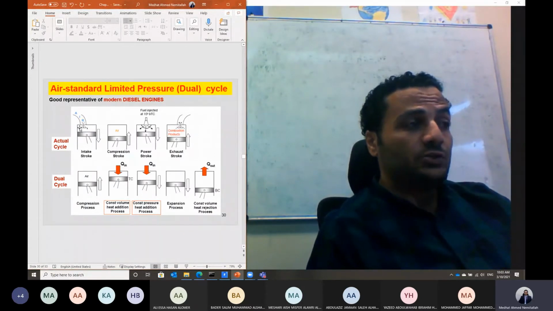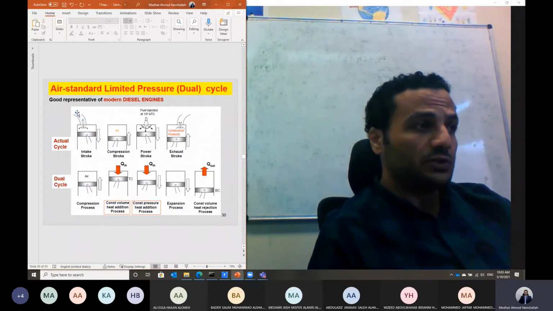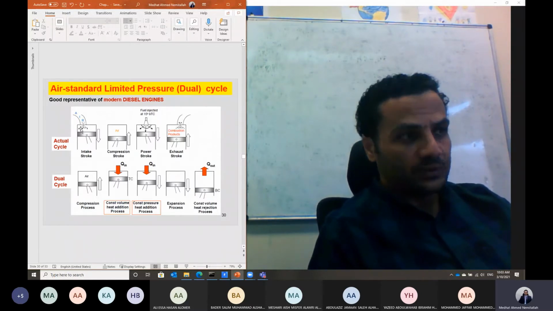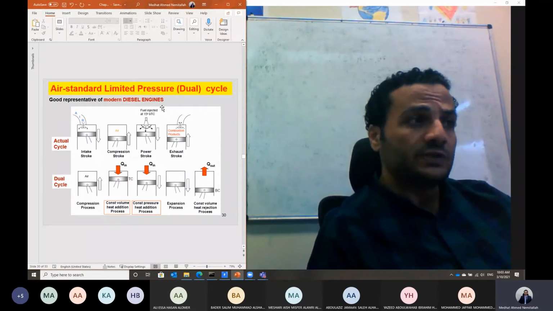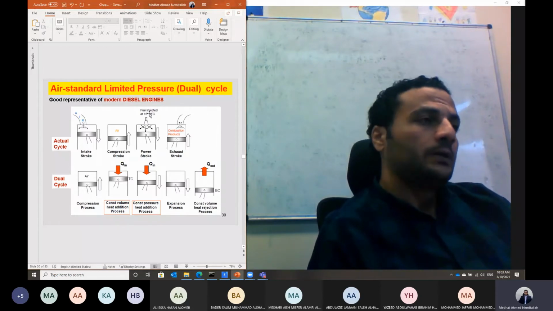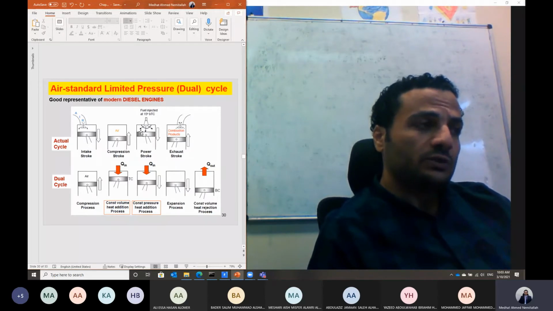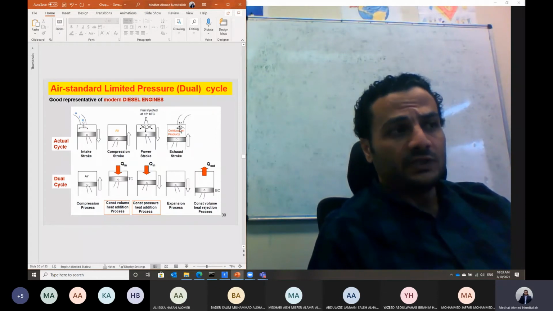In comparison, in the actual cycle we have an intake valve, through which we have the intake charge, which is air plus fuel in the case of a gasoline engine. In this case we are talking about a diesel engine, so the charge should be air. It will be compressed, and at the end of the compression stroke for the dual cycle, the injection starts about 15 degrees before the top dead center. Then part of the combustion process should take place at almost constant volume, and the remaining part should take place at constant pressure at the beginning of the expansion stroke.